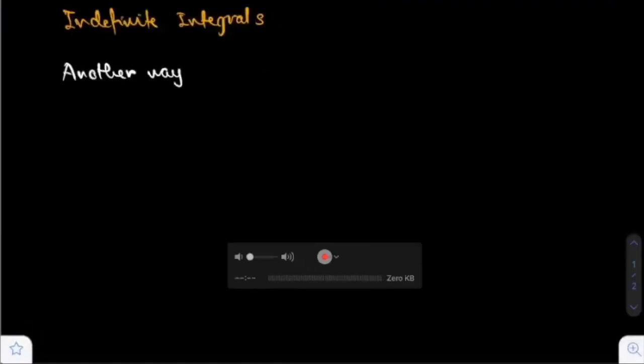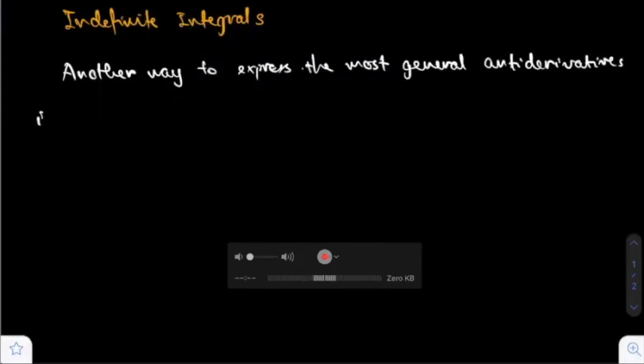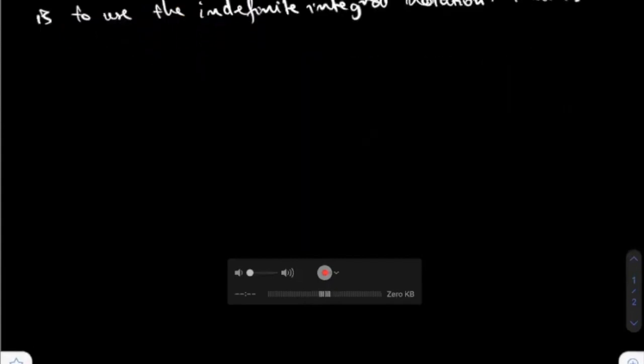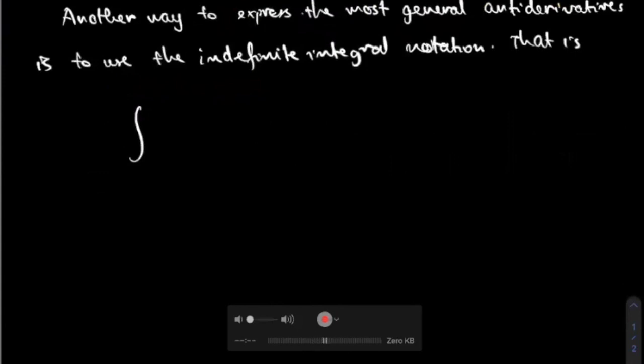The indefinite integral. As I mentioned, another way to express the most general antiderivative is to use the indefinite integral notation. So that is right, it's just the integral without the limits of integration. This is called the indefinite integral of the function f of x dx.